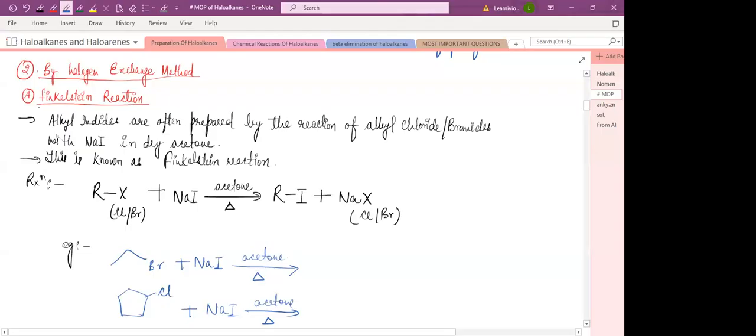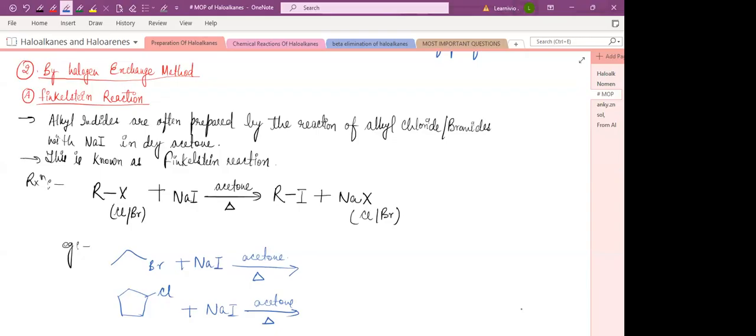Okay, so in the halogen exchange method, there are three reactions. First one is your Finkelstein reaction. Second one is your Swarts reaction, and third one is your Hunsdiecker reaction. Okay, so there are three reactions. Just remember that, and each and every reaction is for the preparation of a specific or particular alkyl halide.